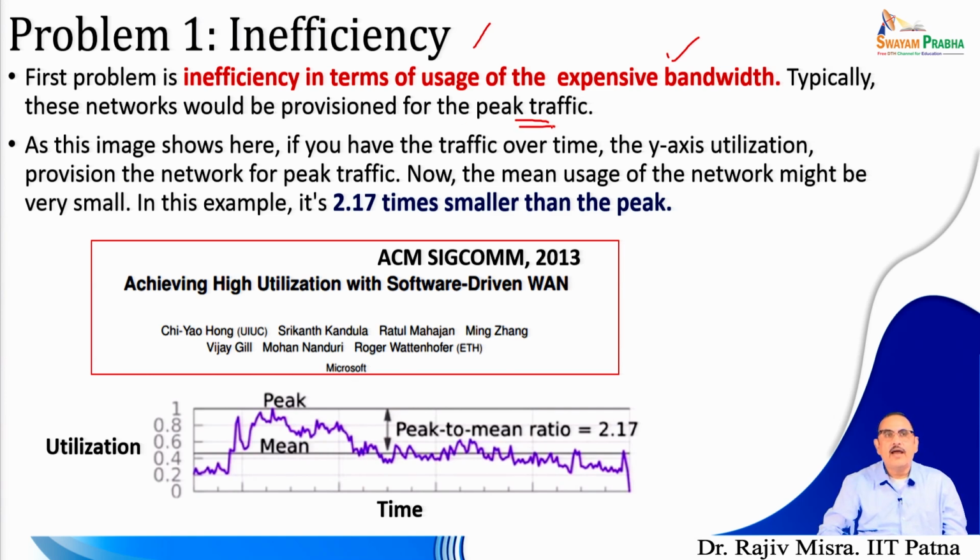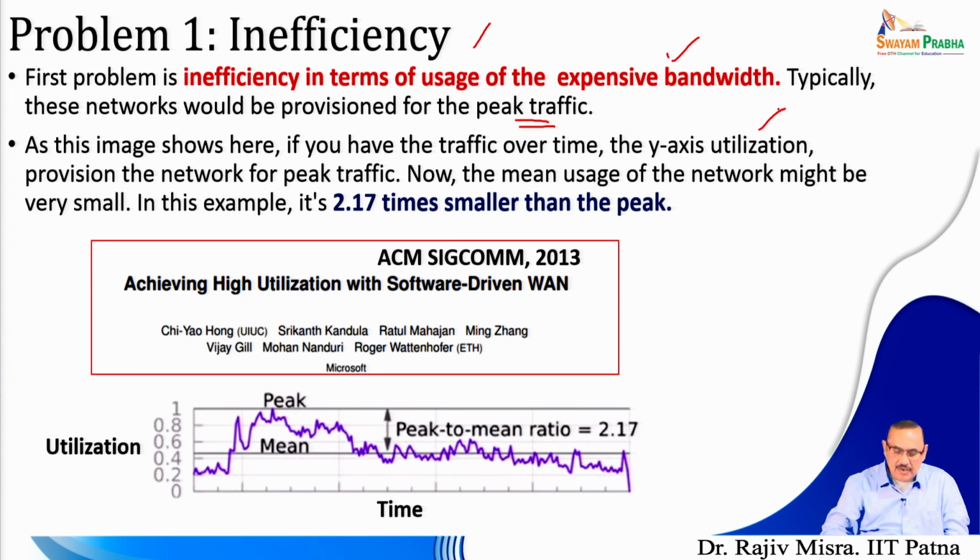Now, this image shows traffic over time, with utilization on the y axis. If you provision the network for the peak traffic, the mean usage of the traffic might be very small. In this example, the mean is 2.17 times smaller than the peak.